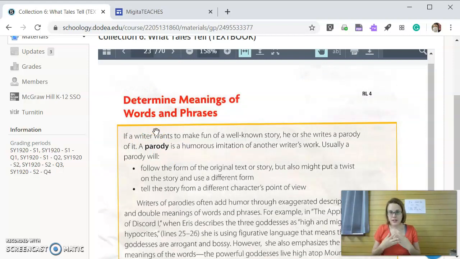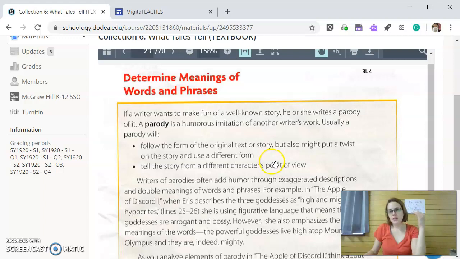So we're talking about parodies this week, and parodies are really funny because that's what they're supposed to be. It's a humorous imitation of another writer's work, or anything. There's a lot of parodies on YouTube. I'm sure you can think of one off the top of your head, or a song parody where someone takes the lyrics of a song and changes them to make it funny. So if a writer wants to make fun of a well-known story, he or she often writes a parody of it. A parody is a humorous imitation of another writer's work.